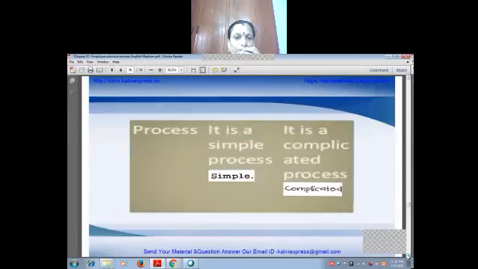Process. Recruitment is a simple process, that's all, because they will just put in an application to the organization. That's all, the process is over. But selection is a complicated process. Why? Because they have to shortlist, they have to conduct a test, and then they have to hold an interview, and only then will they finalize the persons.